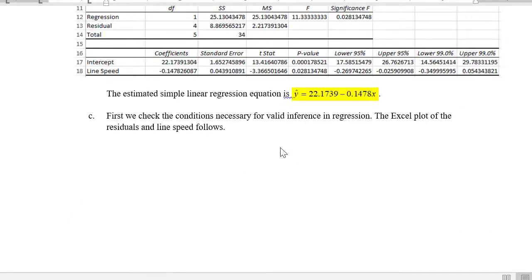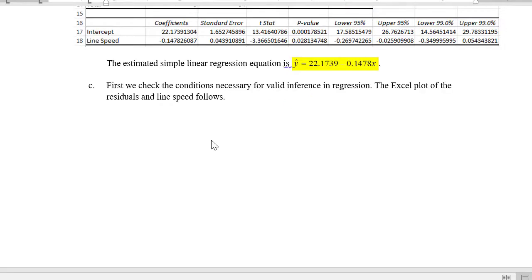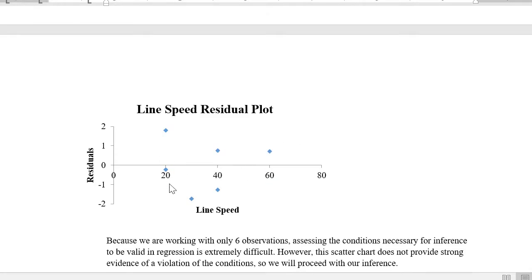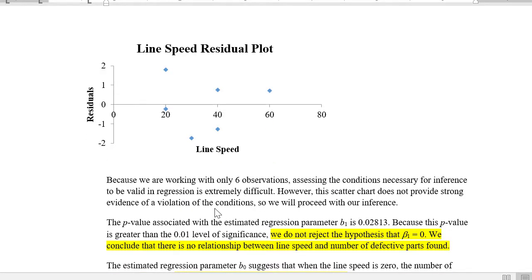For part C, you could check and see if some different conditions exist for valid inference of regression. One is to plot your residuals. You would see something like that. They are equally, not equally, but kind of distributed around 0, and so it doesn't provide any strong evidence of a violation of the conditions, so you would proceed with your inference.